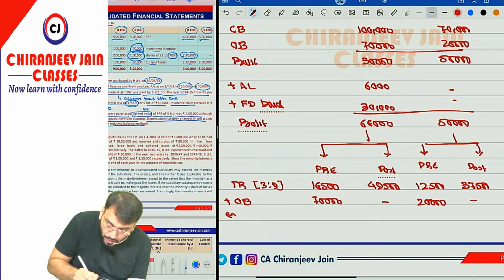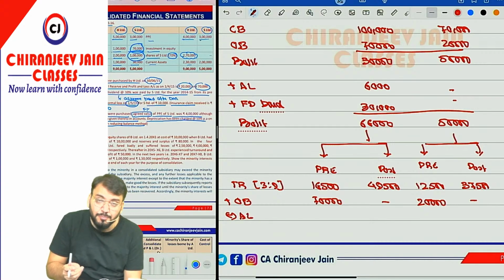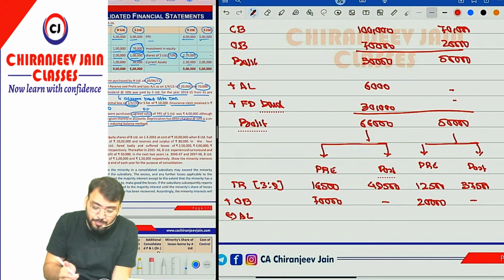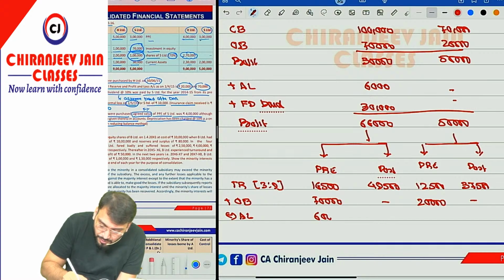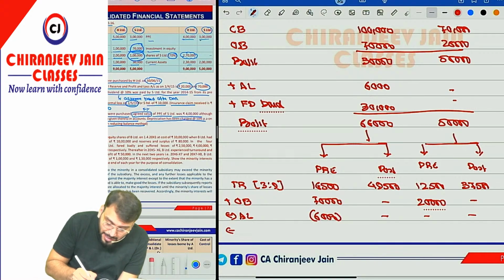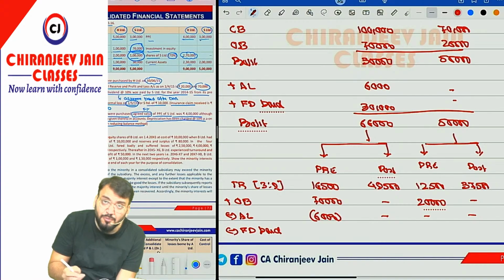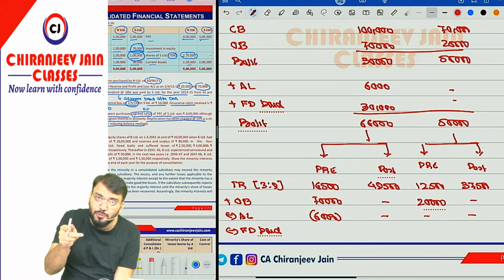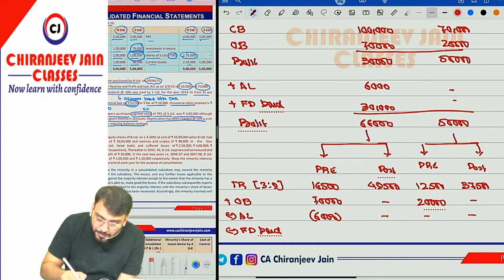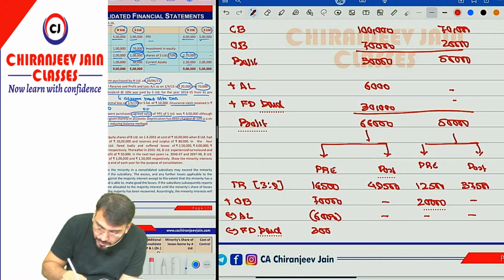Then minus abnormal loss. Tell me, did the abnormal loss happen during the pre-period or post-period? Pre-acquisition period. So minus 6,000 from this. Minus 6,000 from this. And minus final dividend paid. But was the final dividend paid declared from pre-acquisition profit or post-acquisition profit? Pre, so minus from pre. How much will we minus from pre? 30,000. So minus pre. Have you understood?